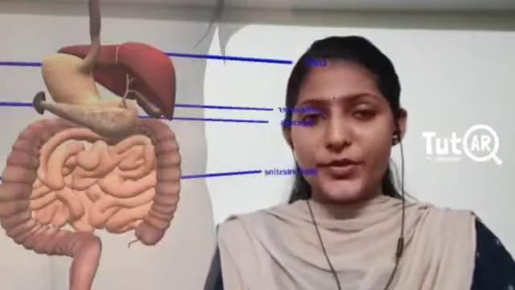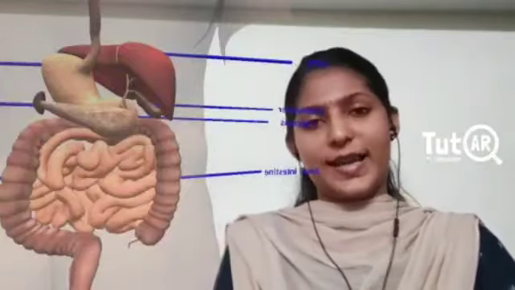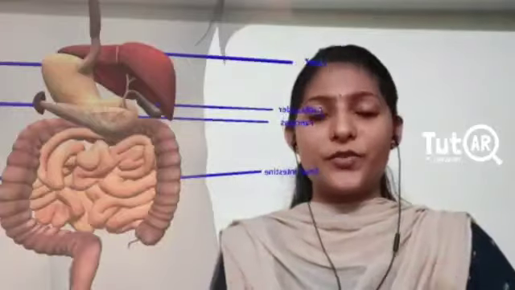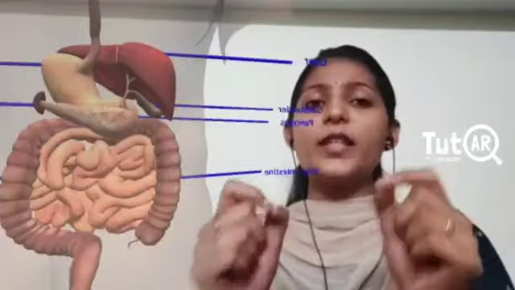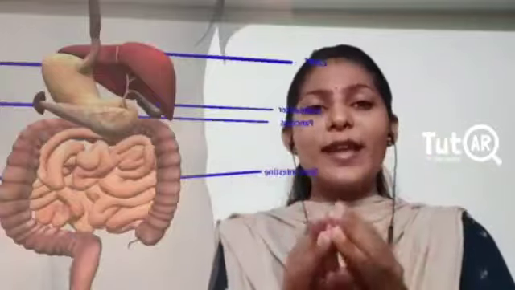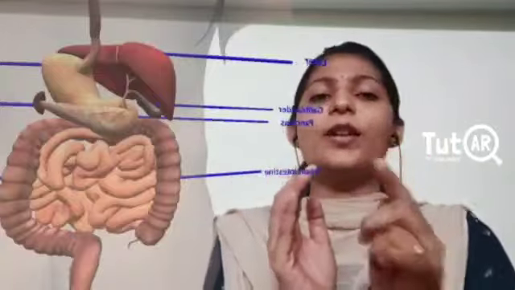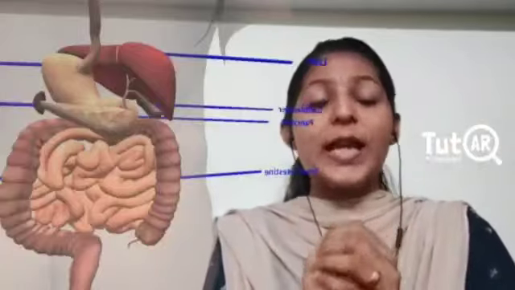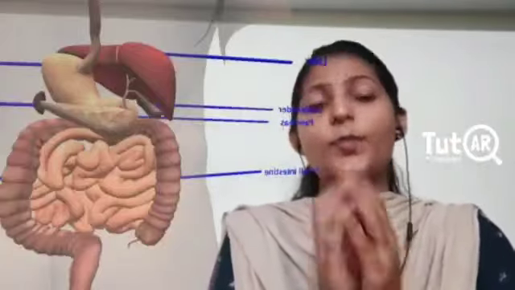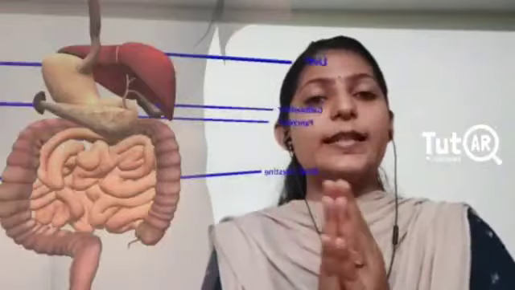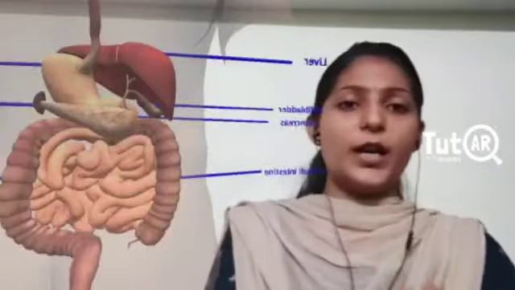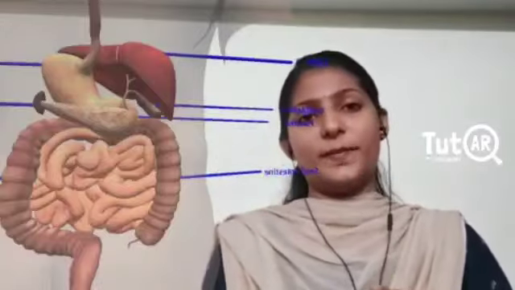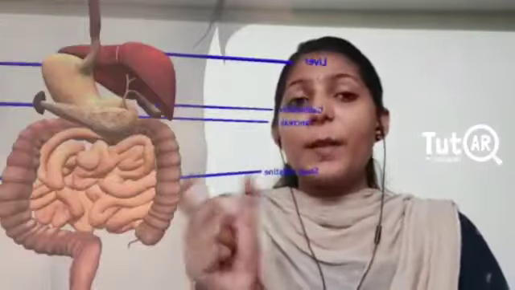Now, in the alimentary canal, the small intestine is the longest part. It is a long tubular structure, and in order to fit into this smaller area, it is coiled into thin folds. The small intestine is an important part of the digestive system because it is the site of complete digestion.